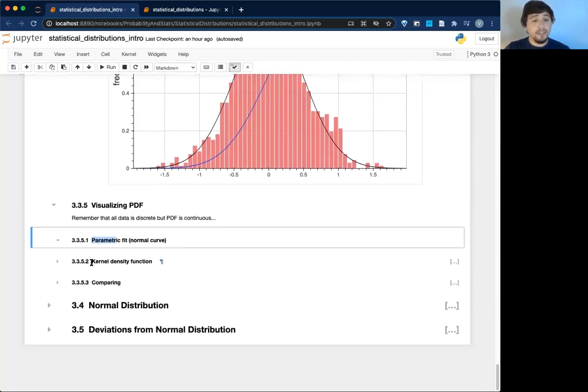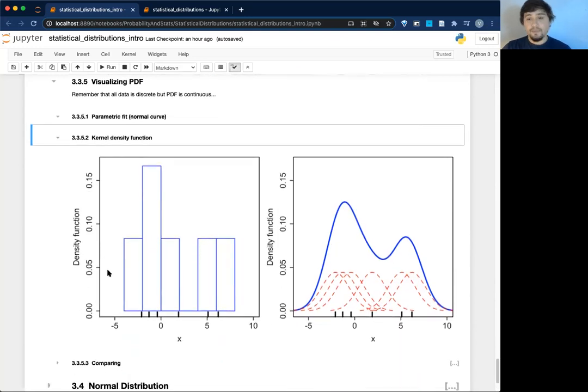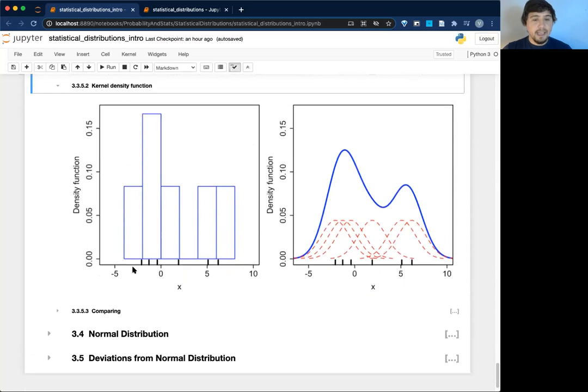The other way to do this, to get more of a natural curve, which we saw a little bit in a violin plot, is something called the kernel density function or kernel density estimation, so you see KDE. The way you do this, forgive me if this feels very complicated, but I think it's important to know what's happening here, is that if you imagine on the left here, this is your actual data. This is your histogram.